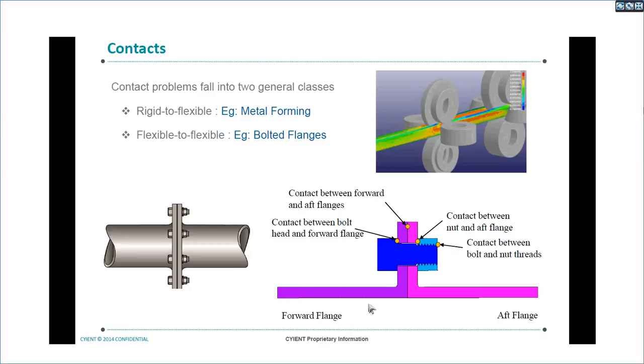So if you see here, this is the bolted joint. Look at how many contacts we have simulated here. We have simulated contacts between two flanges, between bolt head and this flange, between bolt, this flange and nut, and we also simulated contact between bolt and nut. So we have simulated close to four contacts. This is a typical bolted joint assembly, and this is the cross section.